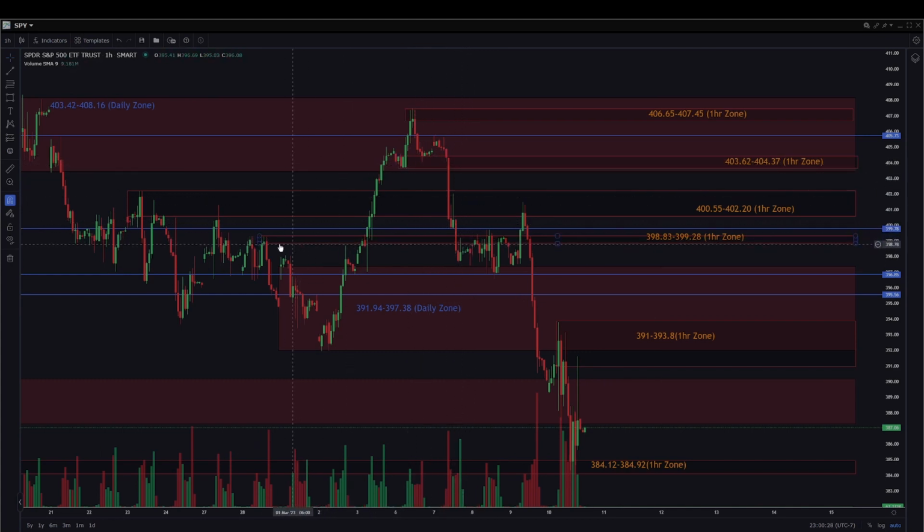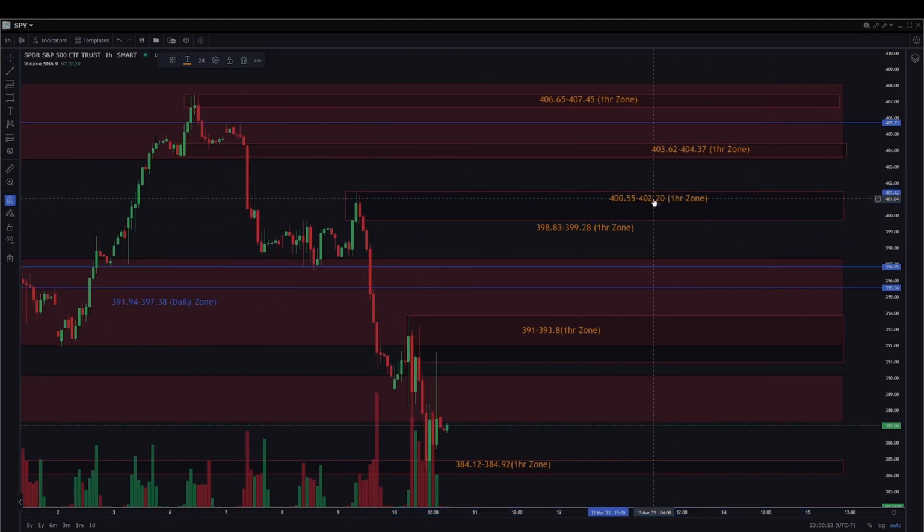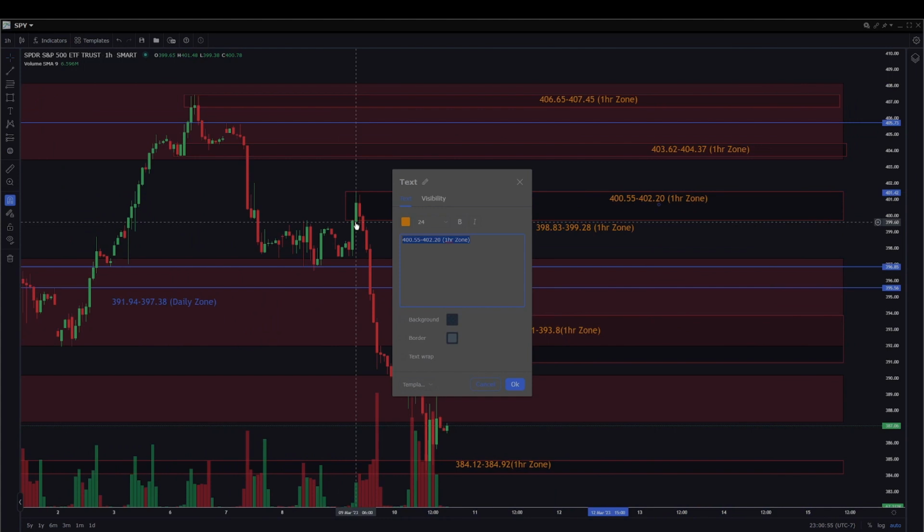I should update these ones right now. Let's update them. You can already see a few. I've been paying attention more to ES when we're in between these zones, so these zones are not updated. Definitely right there is one. 399.65 or 1.48. 1 hour zone.